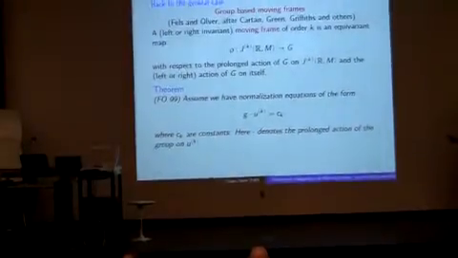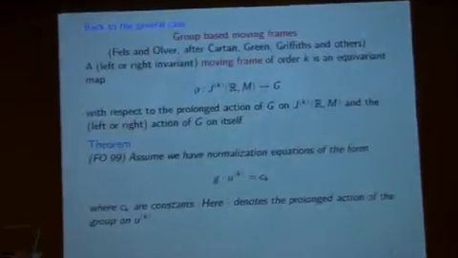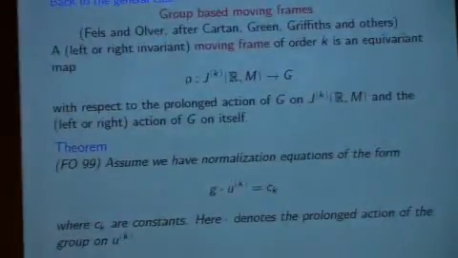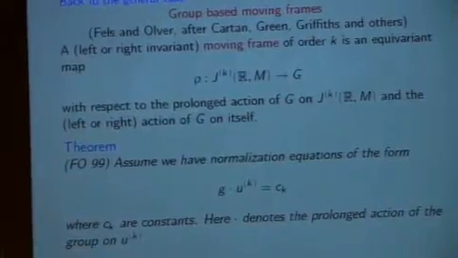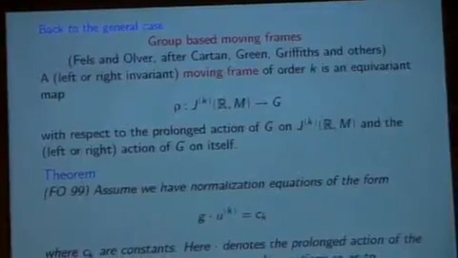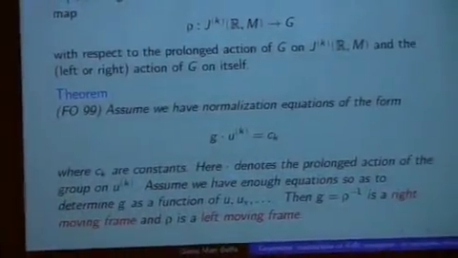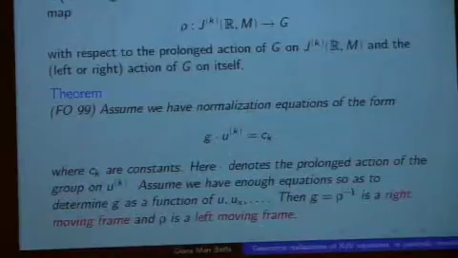All right, so that's the moving frame. And Fels and Olver actually wrote a theorem just saying exactly what I just told you. If you assume that you have these normalization equations, you take u and derivatives to constants, and if you can determine g by doing that, then g is a right moving frame actually, and the inverse would be a left moving frame. Okay, so that's the group action.